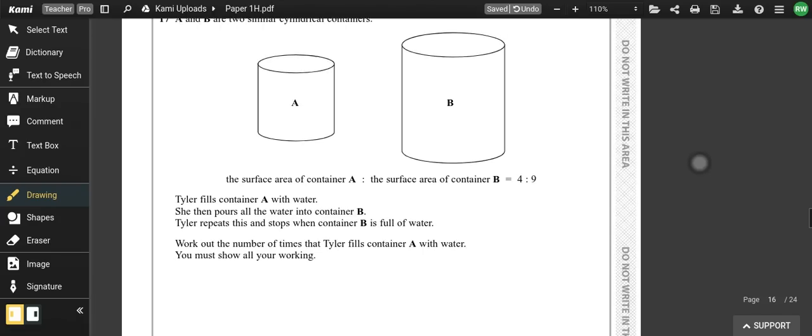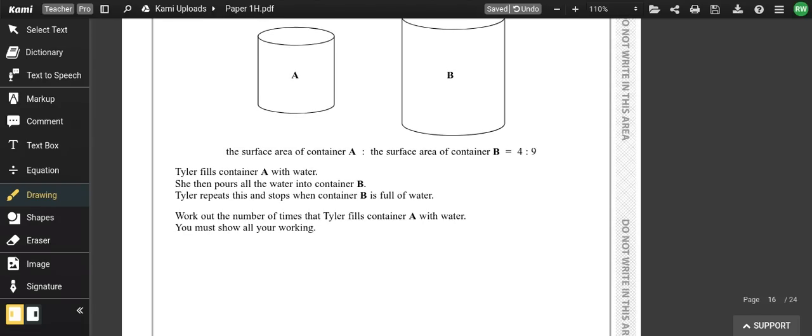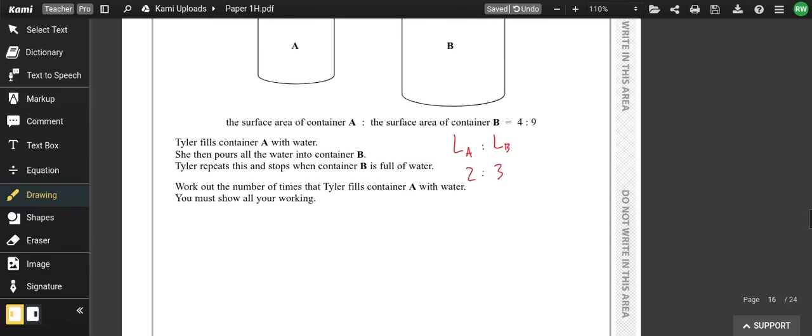Similar cylindrical containers, the surface area in the ratio of 4 to 9. So that means that the length of A compared to B is going to be the square root of those, because remember, the area is the square of the length scale factor. And that means that the volume is going to be the cube of the length. So that's 8. 2 cubed, 3 cubed is 27.